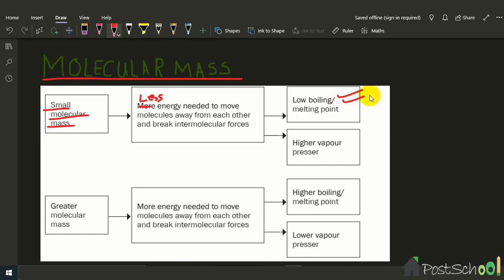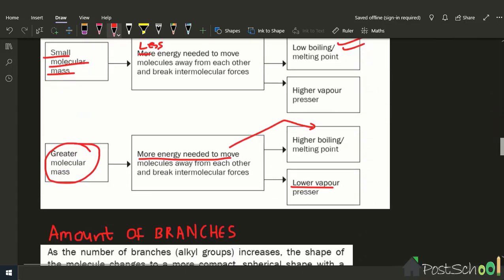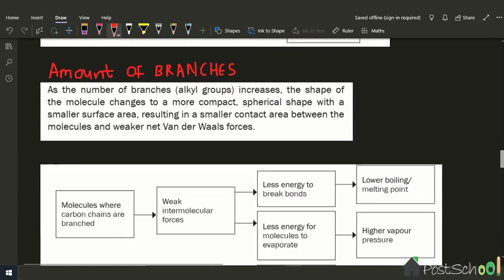So iyabonakala kanye ne melting point. Greater molecular mass njalo, there is more energy needed to move molecules away from each other. So more energy results to high boiling point, less vapor pressure. So lawo ma comparison fanele nje uwazi ngenxa ukuthi ayabuzwa nje, applicable kakhulu. So let's move on to amount of branches.